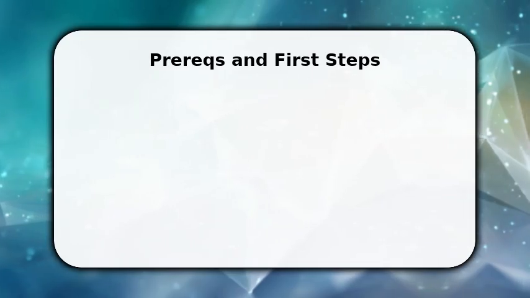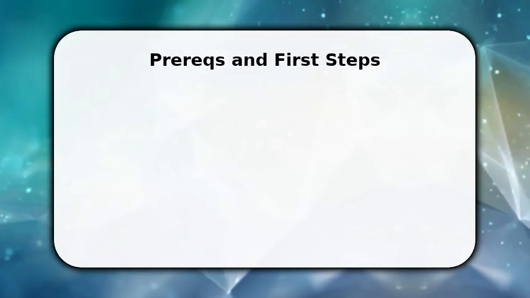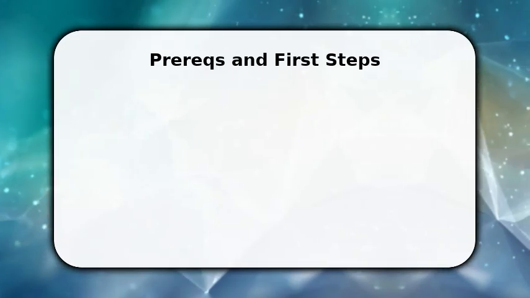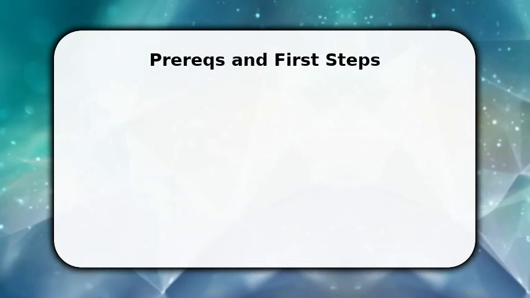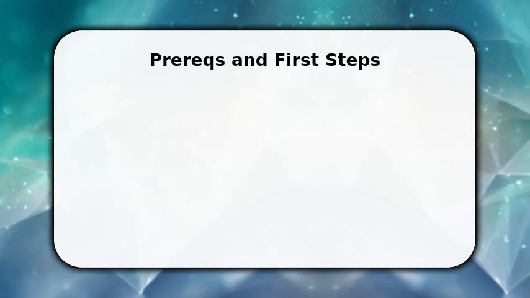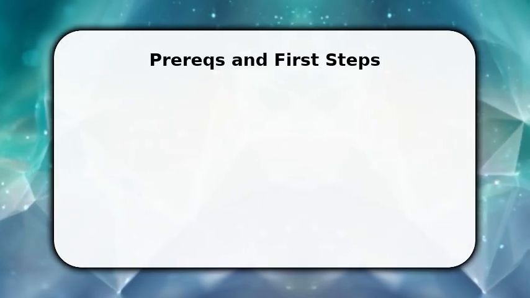Tap build number 7 times. This reveals developer options. Why? It prevents accidental toggles and keeps advanced features hidden. Once done, you'll see a toast or message saying, "You are now a developer." Make sure to go back to Settings to continue.